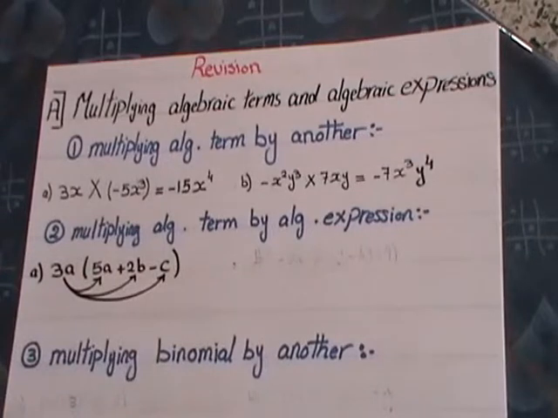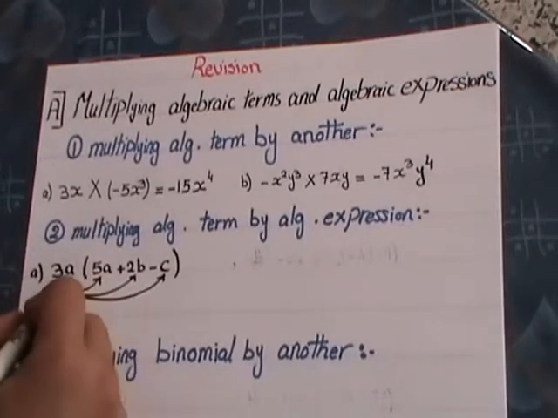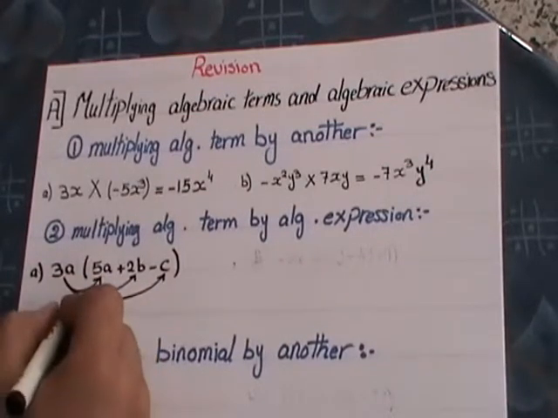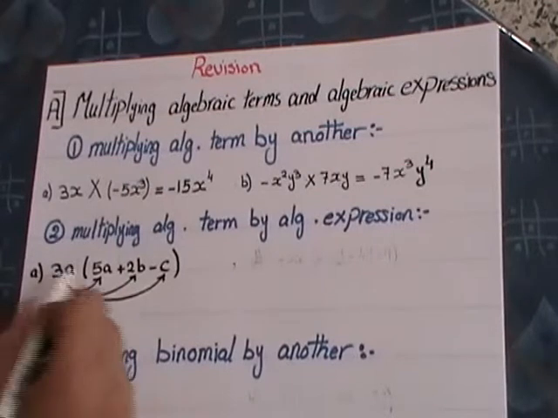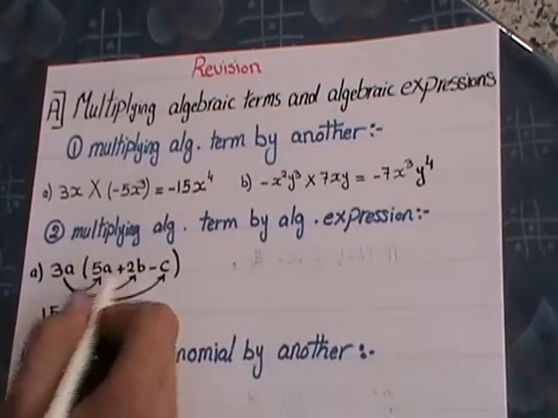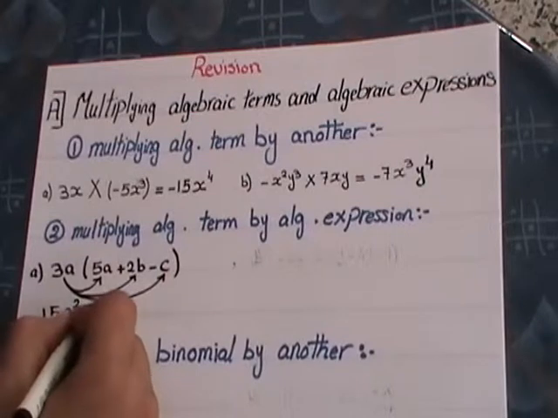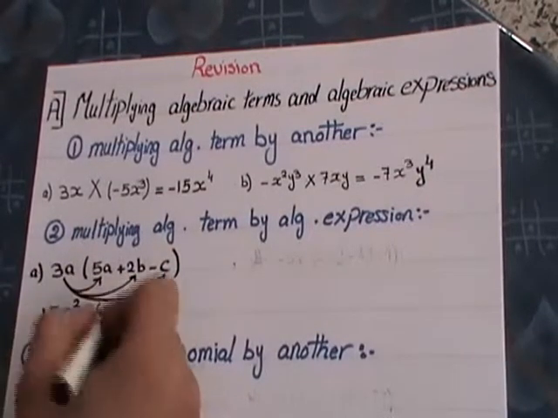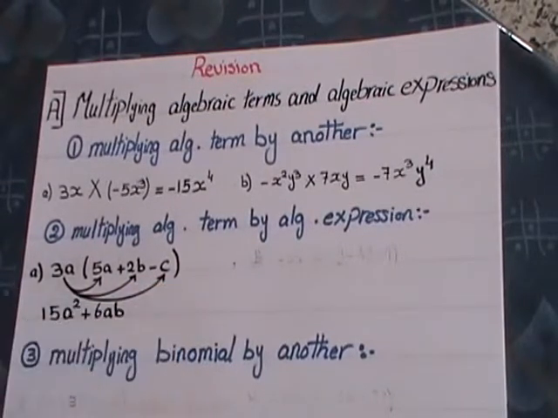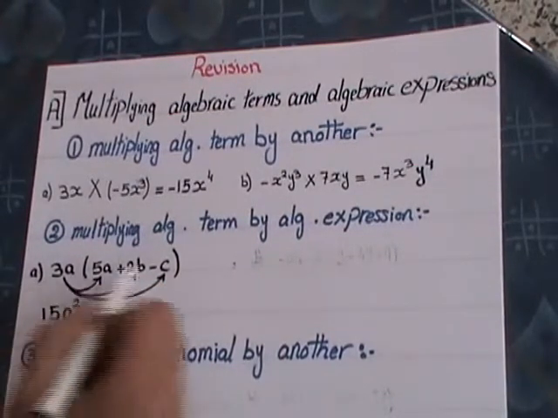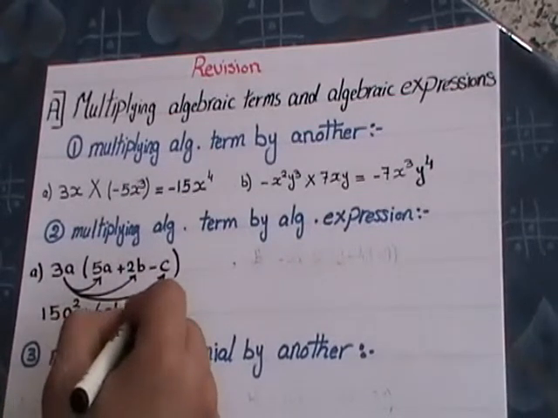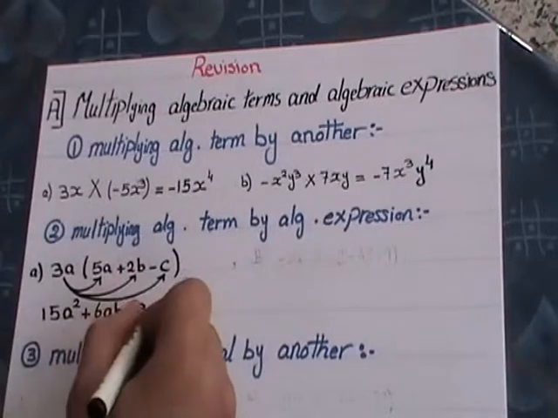third term here. First, 3a times 5a, 3 times 5 equals 15. Here a and here a, we add the power, becomes a power 2. Then 3 times 2 equals 6. Don't forget to write the sign, which is positive. Write here 6. And then a times b equals ab. And then we go into the third term. 3 times negative 1 equals negative 3. A times c equals ac.